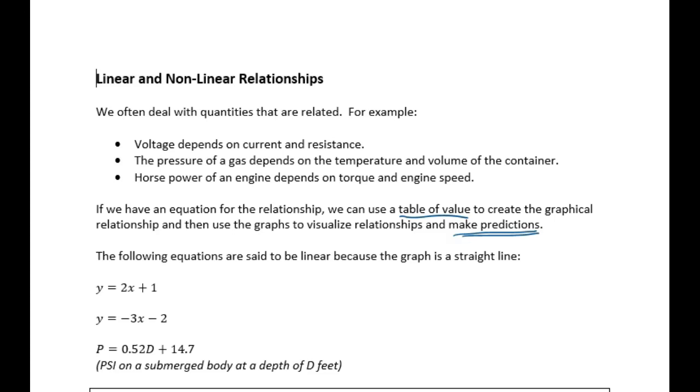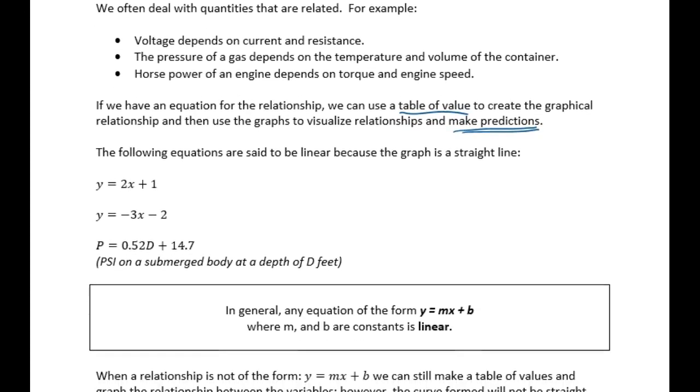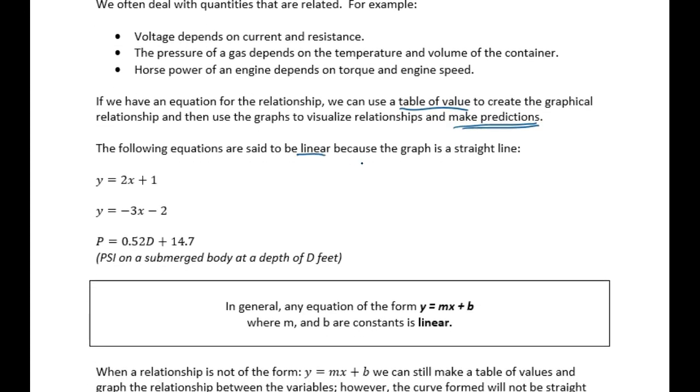So the following equations, the first thing we're going to take a look at is linear equations, because the graph of these types are a straight line. So for example, y = 2x + 1 would be a linear equation. y = -3x - 2 is a linear equation.